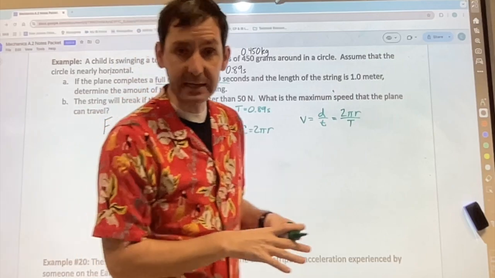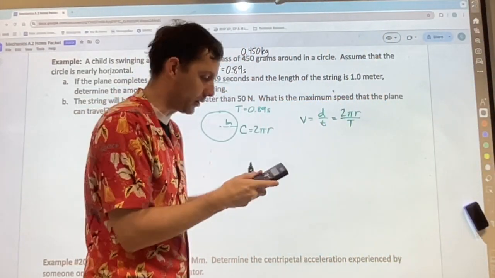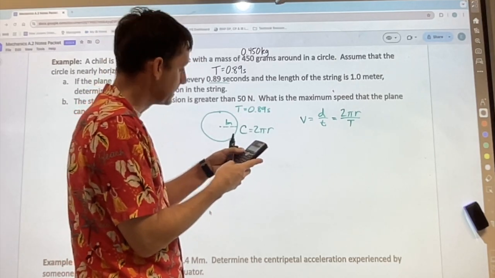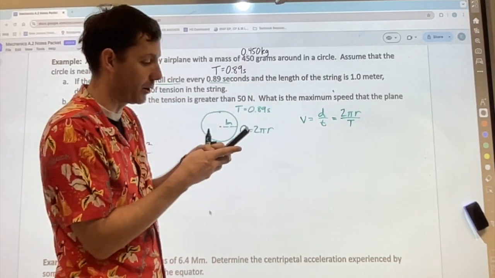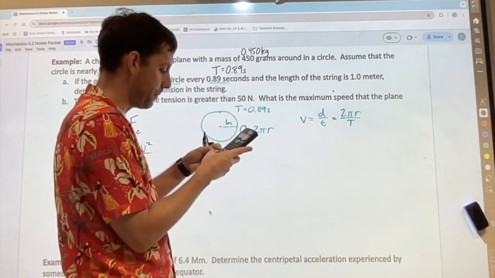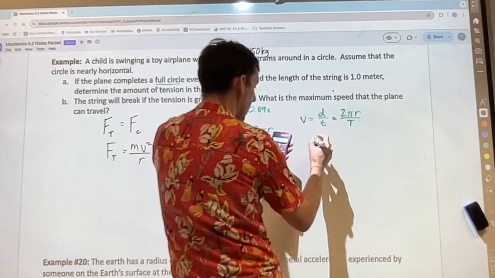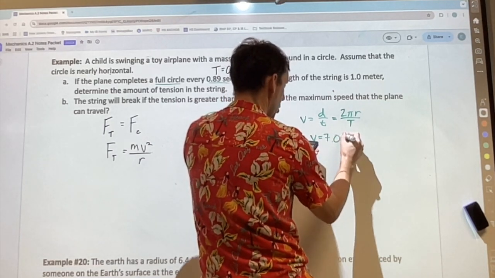Now we're going to plug that into our calculator. We go 2 times pi times the radius. The radius was 1, so I put in 1. Then I divide by 0.89. And I get a velocity, a speed, of 7.059.